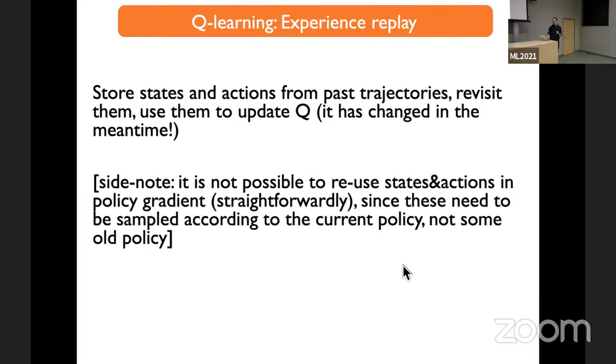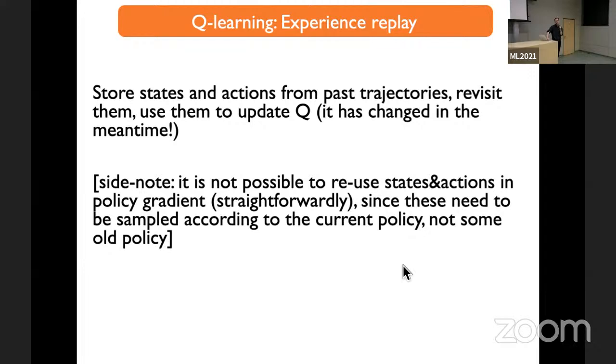Another aspect is experience replay. If you go in the literature or you look at programs, you will encounter this. There will be things like a replay buffer. What this means is something very simple. You just store all the states and actions from the past trajectories. And instead of fully going through all these trajectories again, playing the game again, or moving the robot again, you just revisit them and you use them to update the Q function.